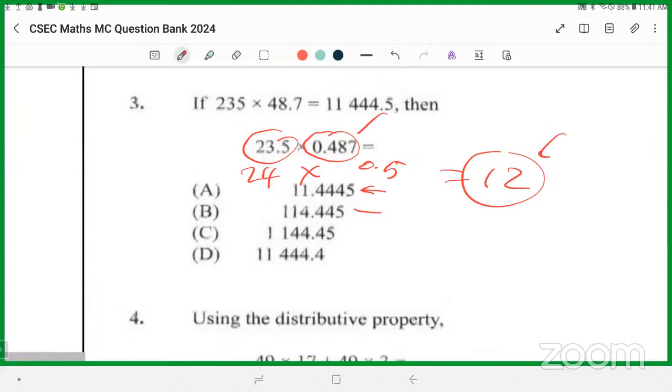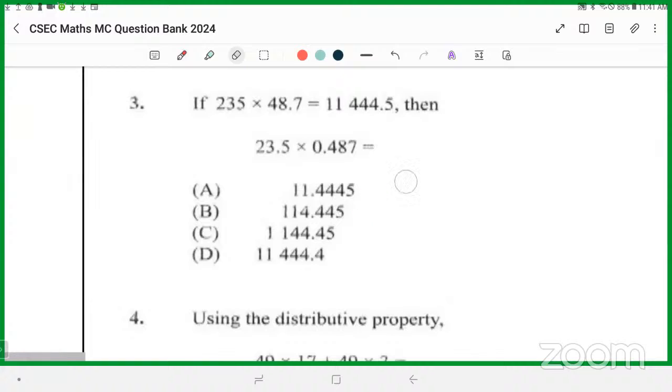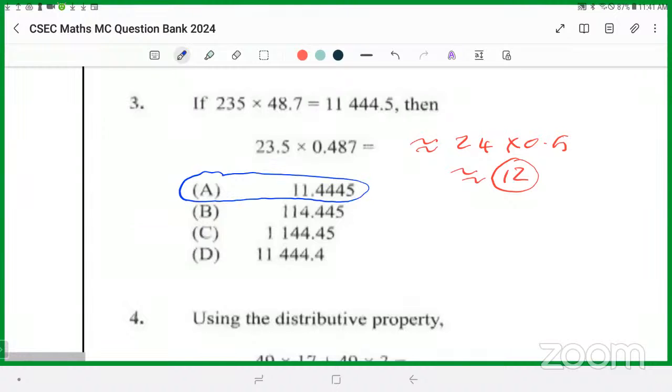What's the closest answer to this 12 in the answers? Must be the 11 point something, don't it? That's all. Must be the A, the 11 point something. So this is a nice, easy way to do it. Just do this as being approximately 24 times 0.5, which therefore is approximately 12. So the closest number to 12 in terms of size, magnitude, has to be this one. First one. There's no way 12 can approximate to this one, or this one, or this one.